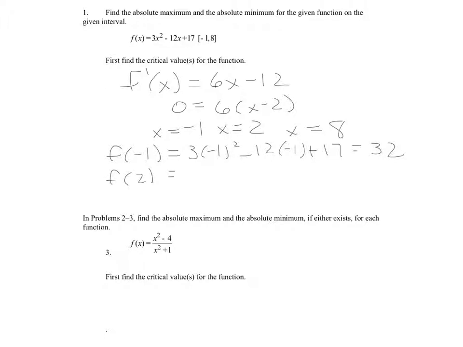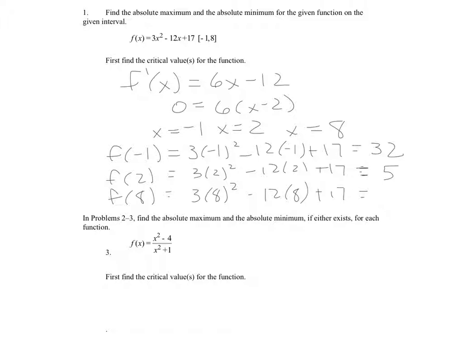What do you get if you plug 2 into this function? We'll have 3 times 2 squared minus 12 times 2 plus 17. Can I calculate that real quickly? It's 5. Good. And then f of 8. We'll have 3 times 8 squared minus 12 times 8 plus 17. This one you might want a calculator for. I'm getting 113. All right, so what does this tell you?